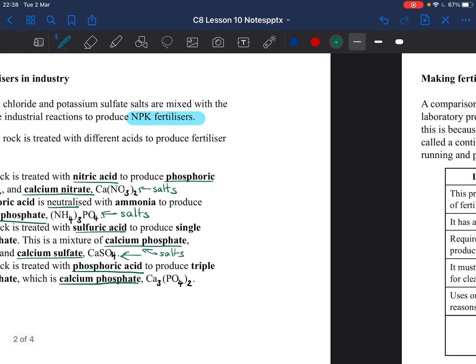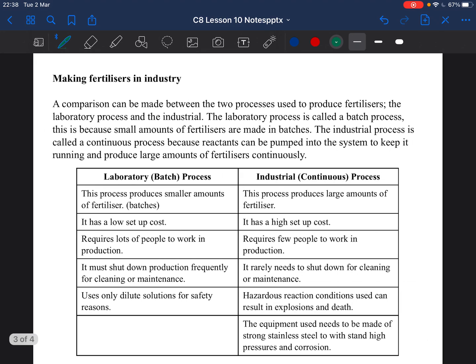Okay, guys. So why are we doing this? Why are we using a humongous process like this? And why wouldn't we do it in the lab batch process like you learned in previous videos? Well, lab batches are good if we want to make smaller amounts of substances such as our fertilizers, and they don't cost very much to set up. But the problem with a lab batch is that you need a lot of people to actually work in the production line. Each person has to perform the reaction themselves.